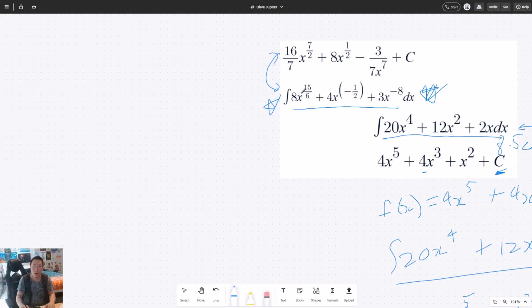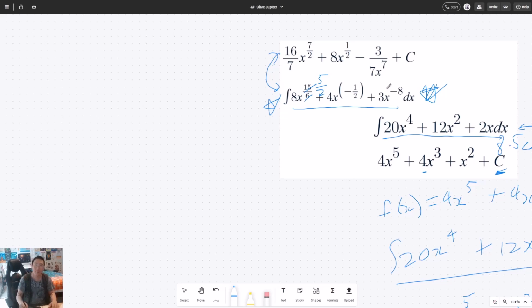All right. So 8x to the power of 15 over 6. Now if you divide top and bottom by 3, that will be power of 5 over 2. I just made it a little bit confusing on purpose, so you might want to do that first. Then we have 4 times x to the power of negative 1/2 plus 3 times x to the power of negative 8. Okay, guys, that's what we are solving for, okay?